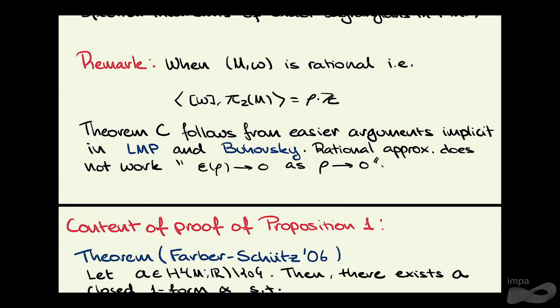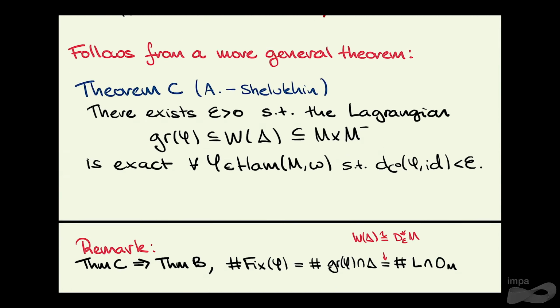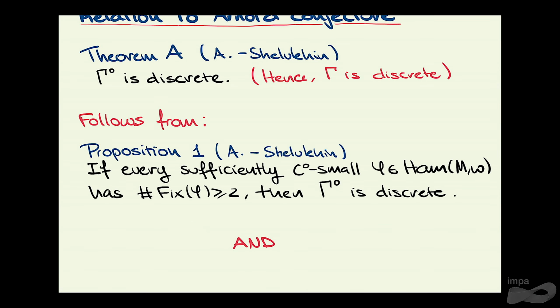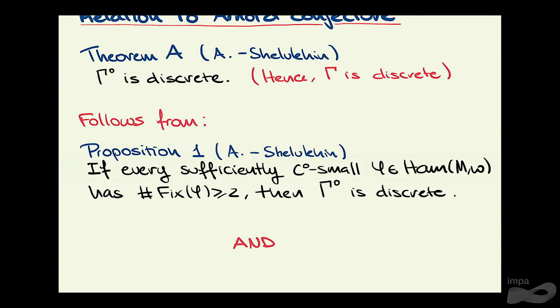Okay, so let's go back to proposition 1. Let me recall what proposition 1 is, because this is where I'm going to spend the rest of the talk. We want to show that if gamma 0 has an accumulation point, then we can construct a Hamiltonian diffeomorphism with at most one fixed point.